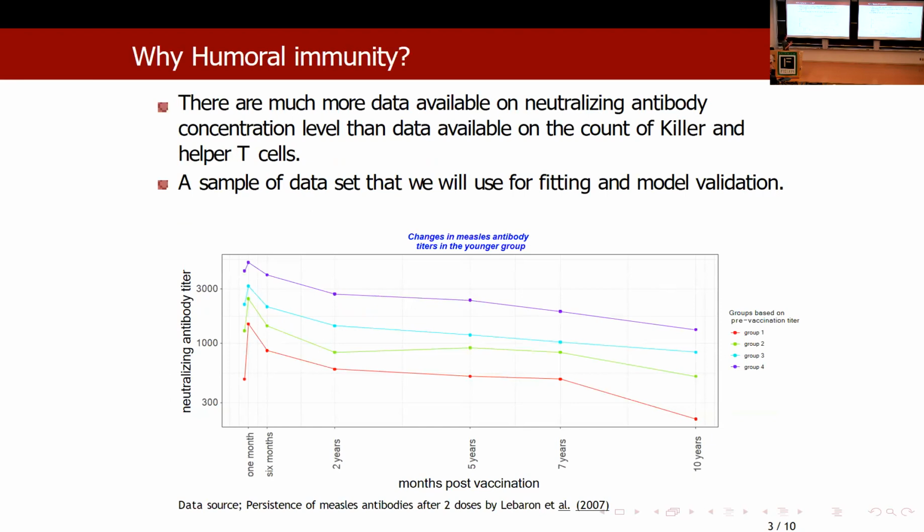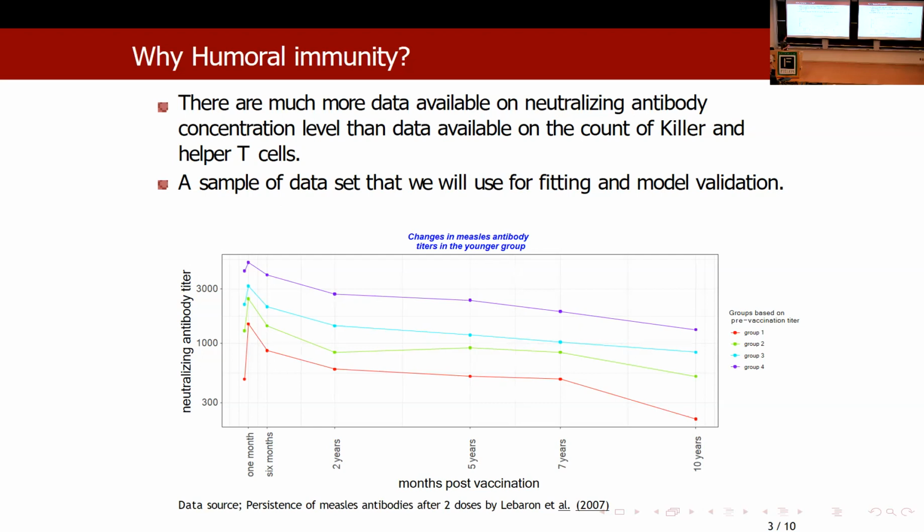When you want to actually model immunity, adaptive immunity has two main parts. It has humoral immunity, which involves antibodies, B cells and so on, and cellular immunity. But there is not much data available for cellular immunity, and I think it's more expensive. Also most of the time it's a surrogate, like measurements of interferons, which is not a count of killer or helper T cells. So we decided to just stick with humoral immunity.